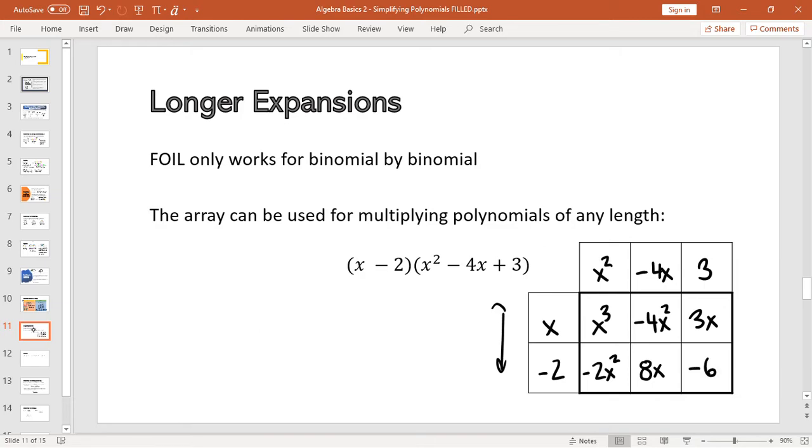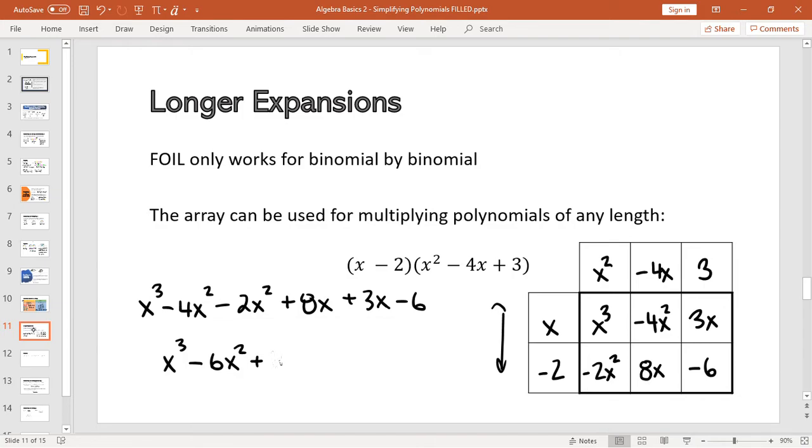So our list, in descending order: x cubed, then x squared. When you do it like this, you can just gather: those next two are going to gather, negative 4 minus 2, negative 6x squared, and then for the x's, 8 plus 3, 11x, and then we just have a lonely negative 6. So there's the expansion of that nasty thing. I don't even want to read it out.